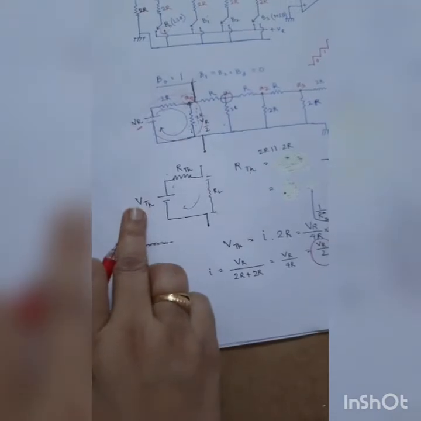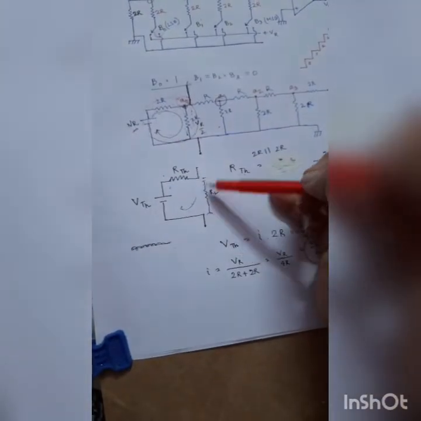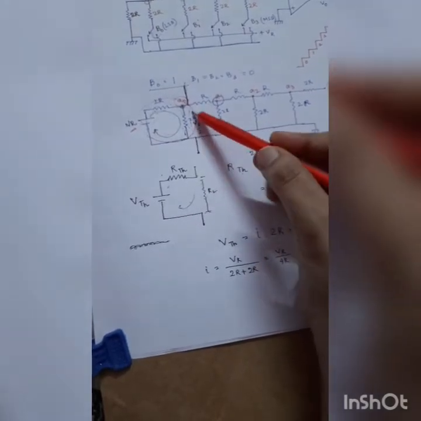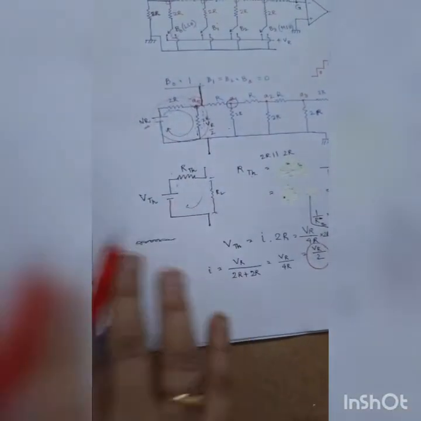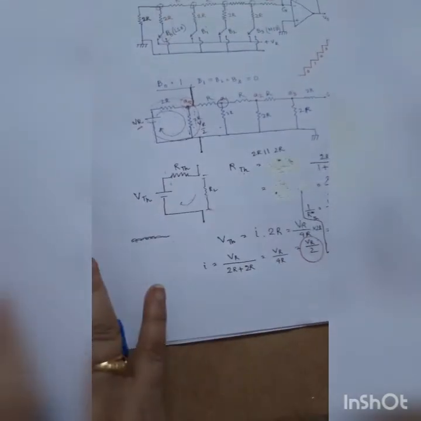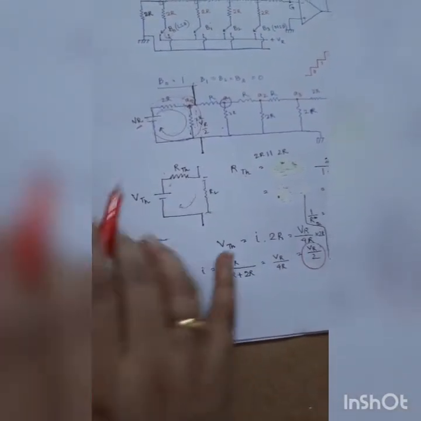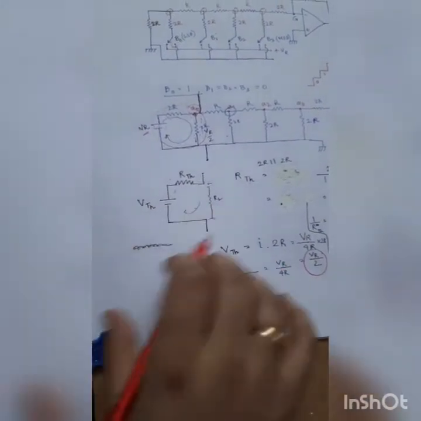And what will be the equivalent voltage? The equivalent voltage will be the voltage drop between these 2 points for A0. So if we just put a load resistance here, then the voltage drop at this point will be the equivalent voltage of this part of the circuit.